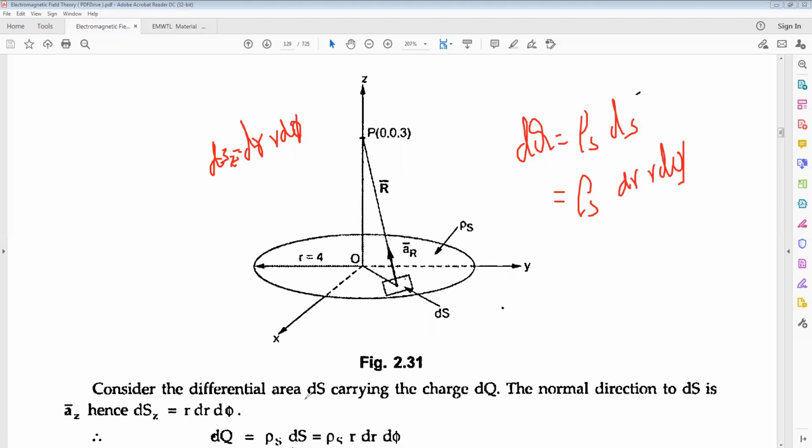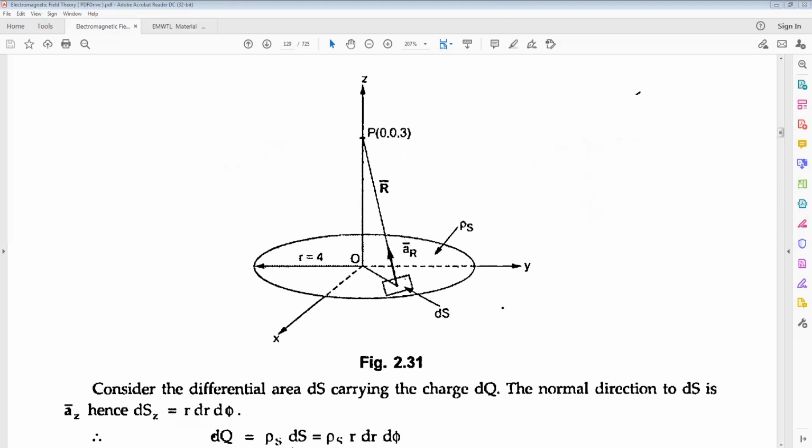Got it, my dear friends? Consider the differential surface area carrying the charge dq, with normal direction ds z bar. I already told you the differential surface area is normal to the z direction. There is no dz component. We have only the r component and the phi component. The phi is not alone; with the radius, we can write r into d phi.